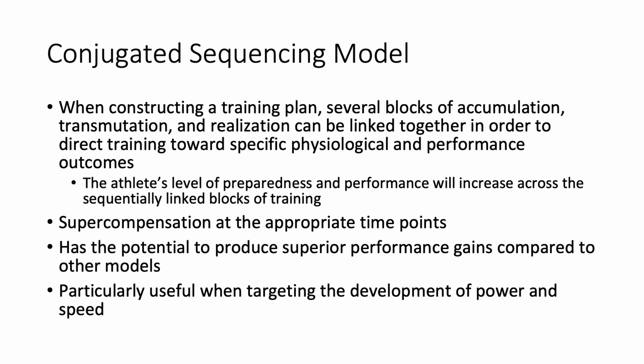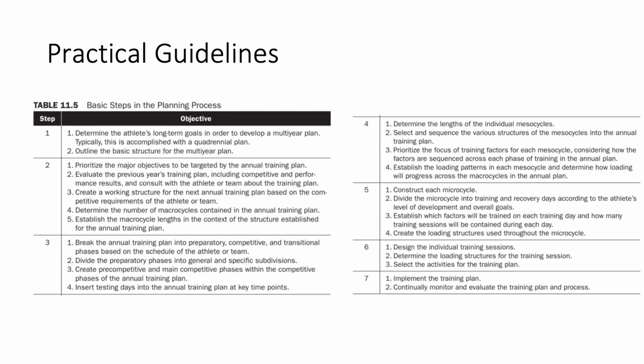An appropriate plan will increase the athlete's level of preparedness and performance across the sequentially linked blocks, and also the performance will be supercompensated at the appropriate time points. So when compared to linear periodization or the classical model, this has the potential to produce superior gains. One interesting thing is that this model is useful when targeting the development of power and speed compared to heavy resistance training. Here's a table that provides some basic steps when planning a training program for an athlete.